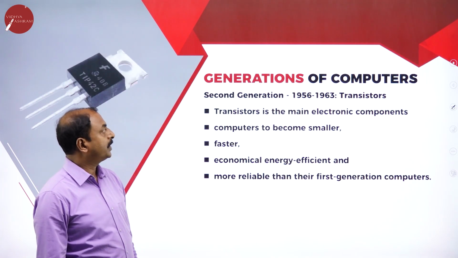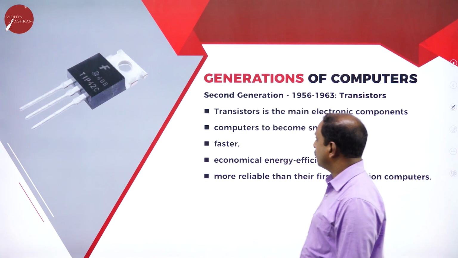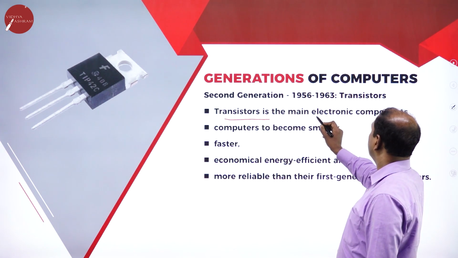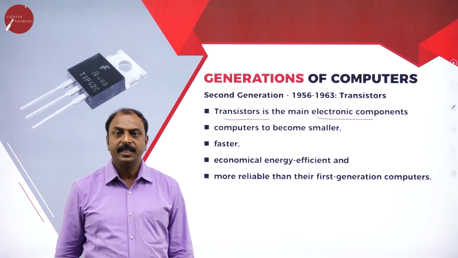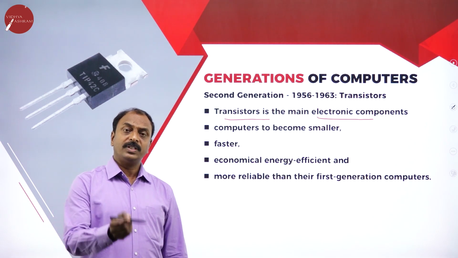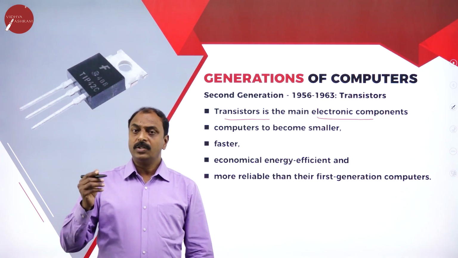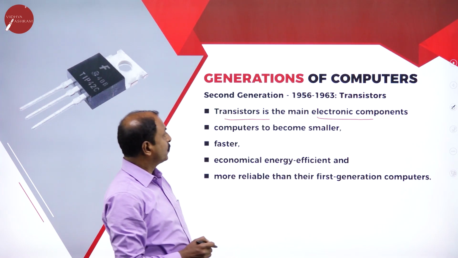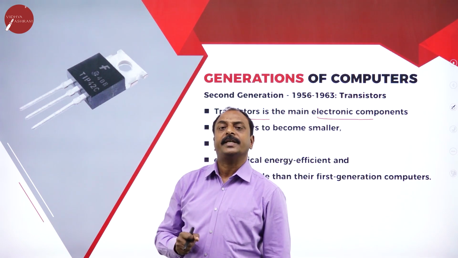Now let us see what is the second generation of computers. In the second generation of computers, the transistor is the main electronic component. Now, if you observed in the previous slide, the first generation of computers were using electric valves. So, the first generation computer is an electrical computer. Now, these electric valves are replaced with a transistor. It is an electronic component. Now you can see the image of a transistor and you can look at the size of this.